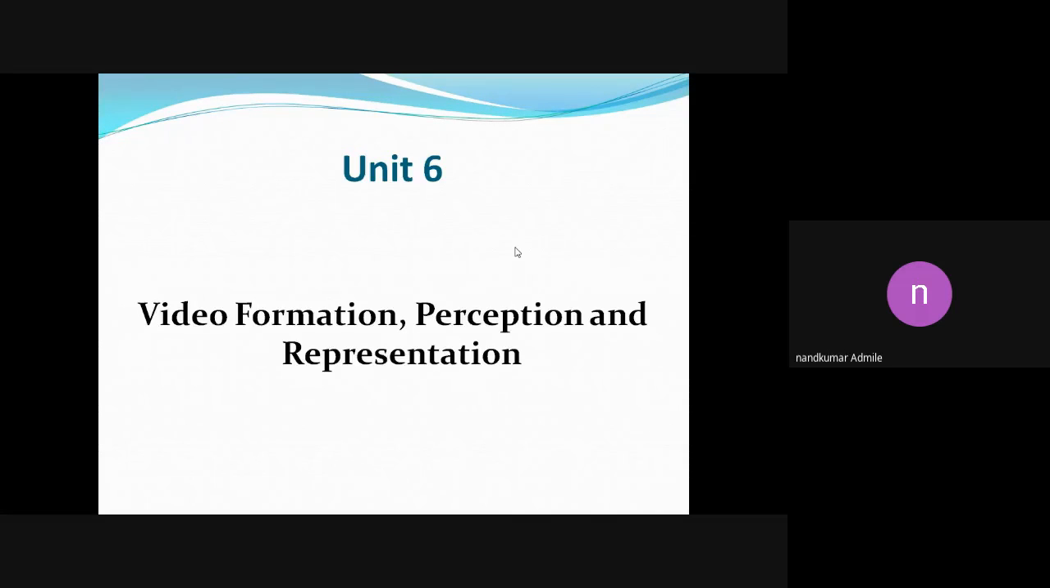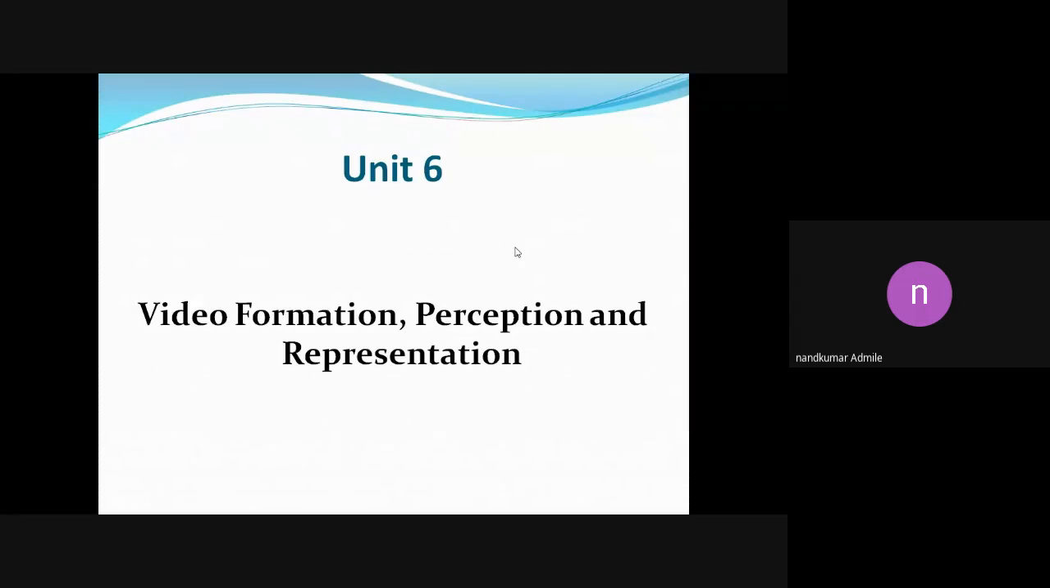Now we need to understand what a video is. A video is a combination of a number of images. If we observe a video, it is in a moving position. A number of images placed one after another in time is referred to as a video. Video is nothing but a sequence of images. In one video, we can find a number of images.